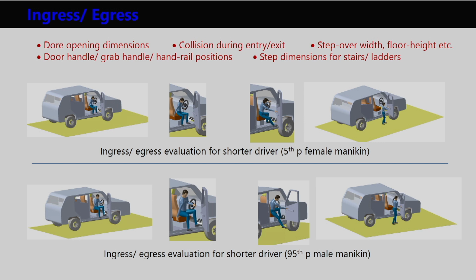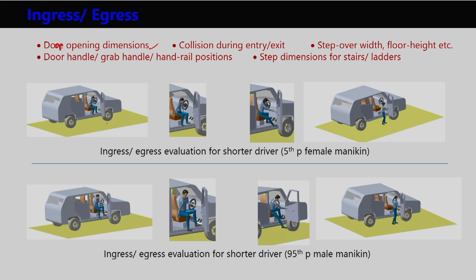So, various aspects of entry exit which we can evaluate with digital human model are door opening dimensions, then collision during entry exit, step over width, floor height, then door handle, grab handle, handrail position, then step dimensions for stairs or ladders. So, these are the various aspects which are associated with the entry exit process for the drivers and passengers. So, these aspects we have to check one by one through digital human modeling simulation.